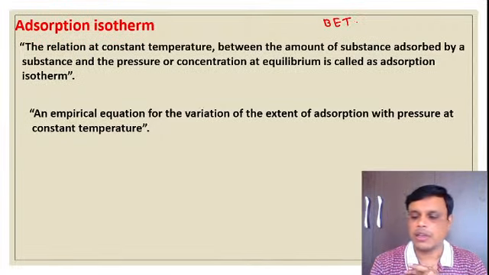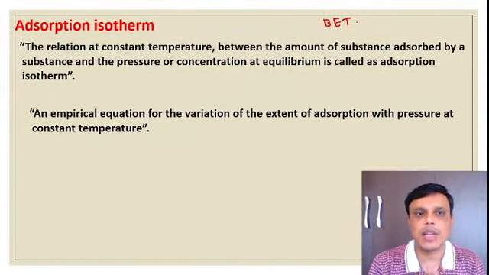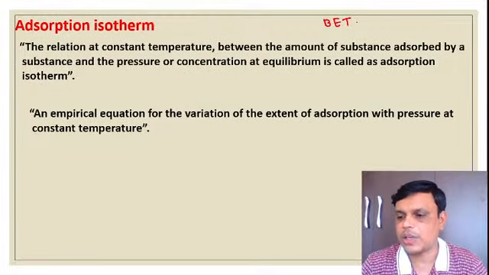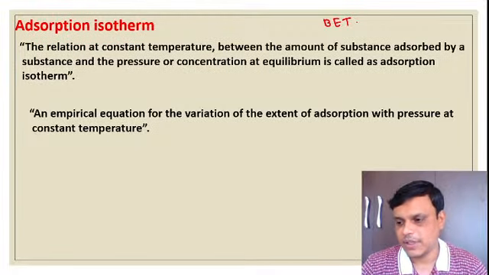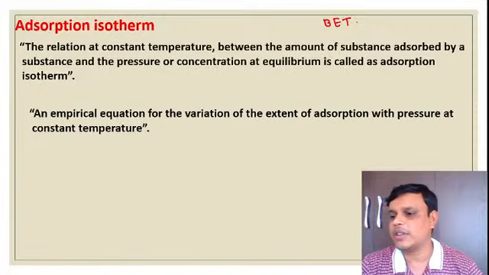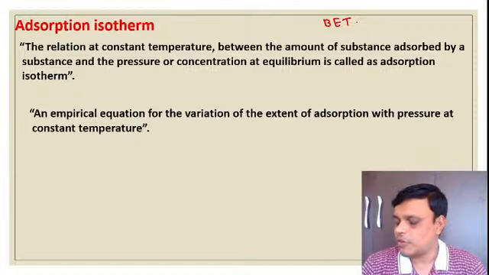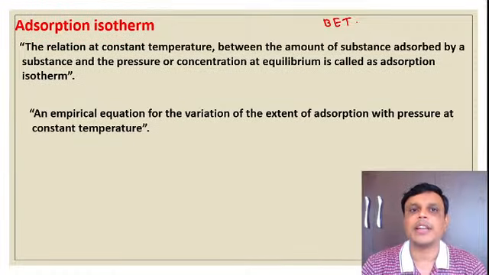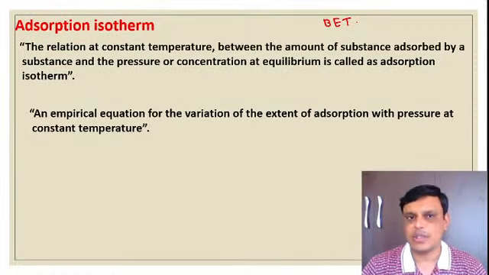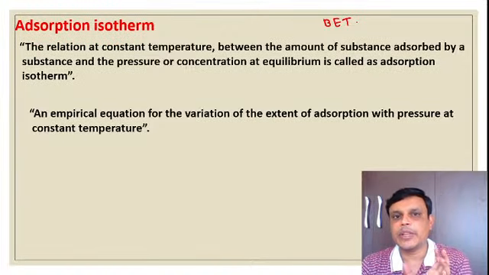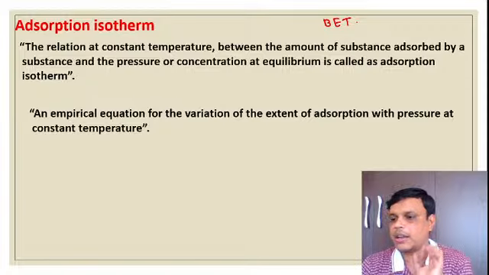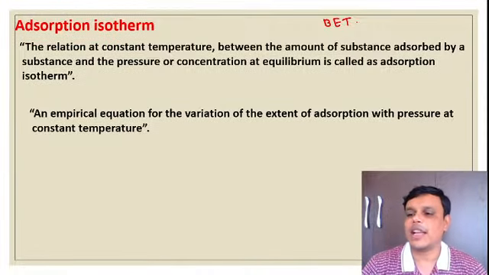Okay, so before going to that particular adsorption isotherm, first we will see what is adsorption isotherm. What is an adsorption isotherm? It is a relation between the amount of substance adsorbed, the temperature, and the pressure or concentration. So that relation is called an adsorption isotherm.